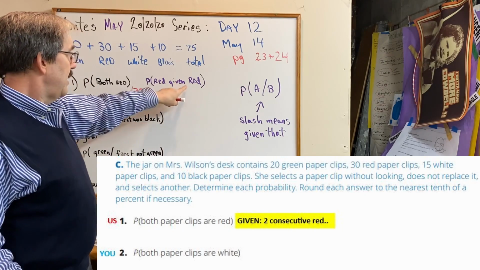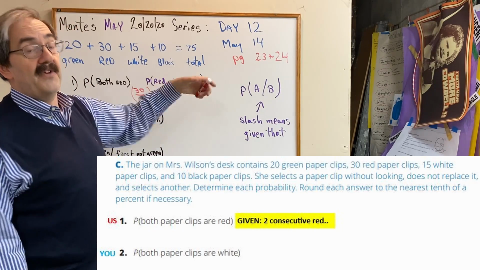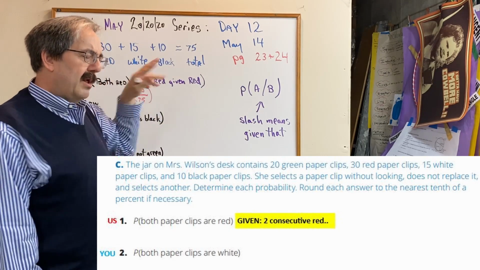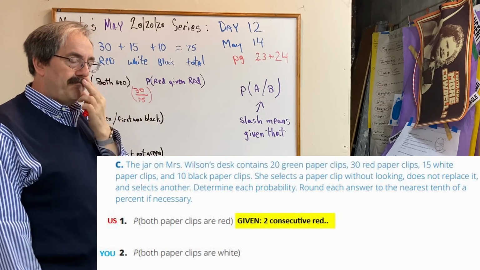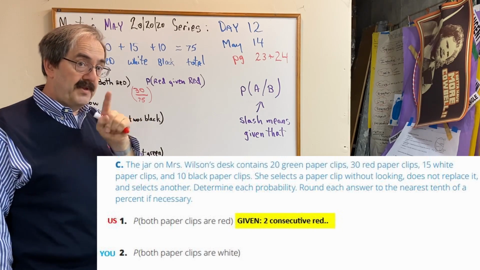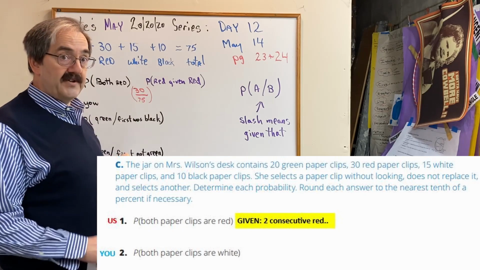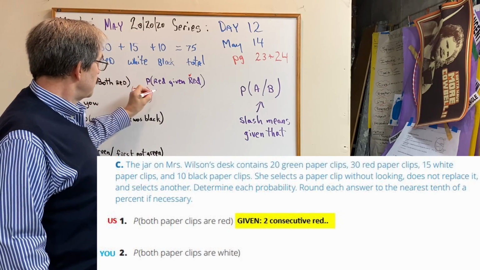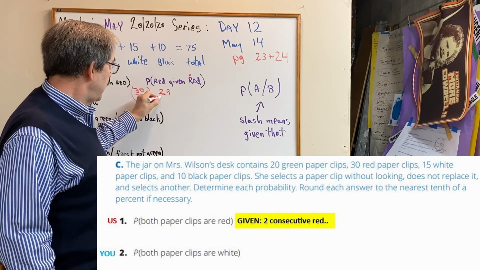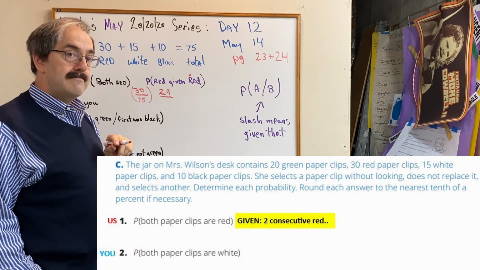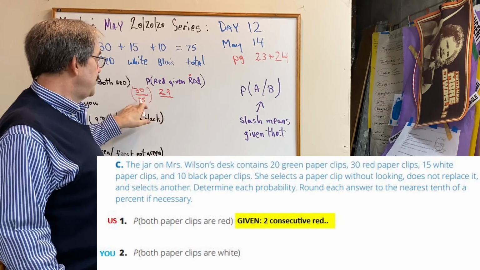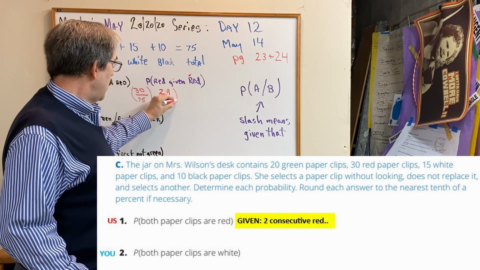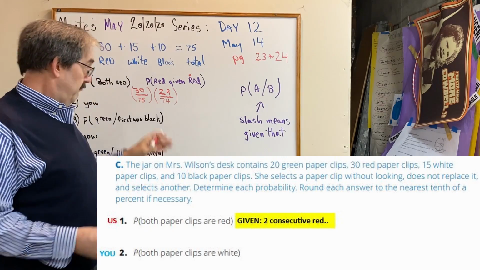What's the probability of a red given I already got a red? So now we're reaching in, we're pulling the second one out. What's the probability that the second one is red? Okay, there's two things that we got to look at. How many red are left? We had 30. We already got one. So there's only 29 left. How many total? We started with 75. One's already gone. 74. Okay? All right. So that's the answer to the first one.